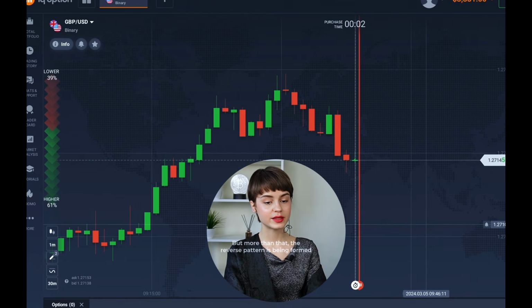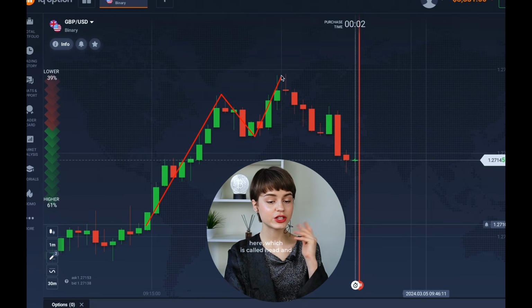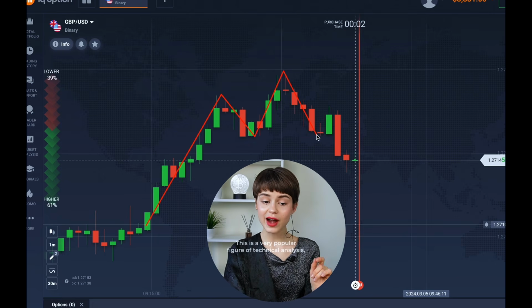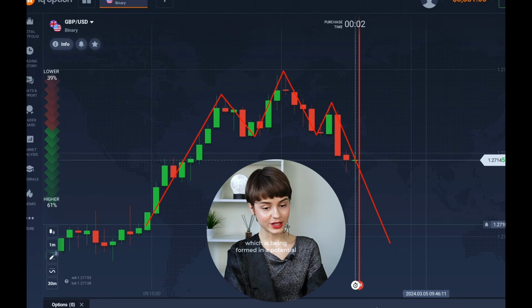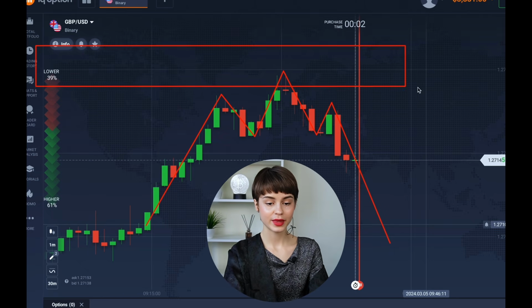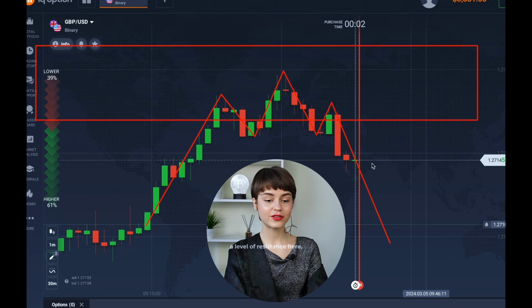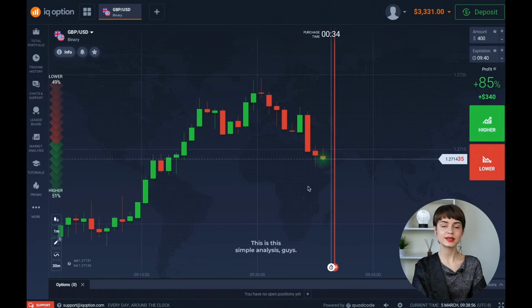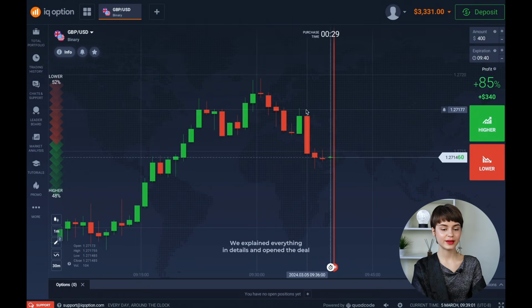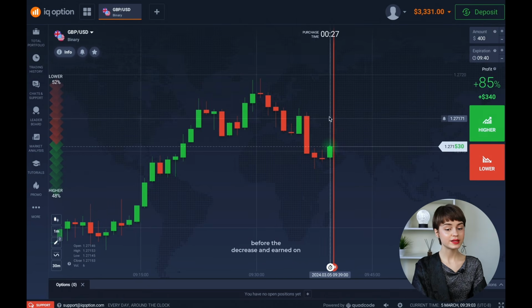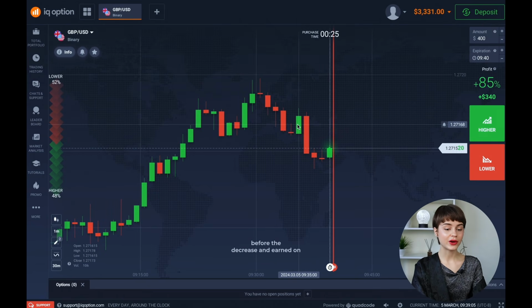But more than that, a reversal pattern is being formed here, which is called head and shoulders. This is a very popular figure of technical analysis, which is formed in a potential zone of reversals. And as we remember, there is a level of resistance here. It will be rational to suppose the market will go lower. This is this simple analysis, guys. We explained everything in detail, opened the deal before the decrease and earned on that.